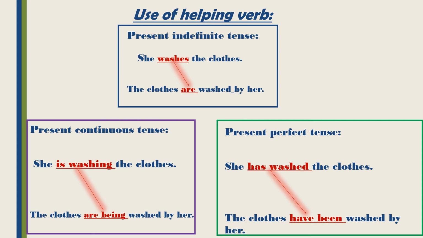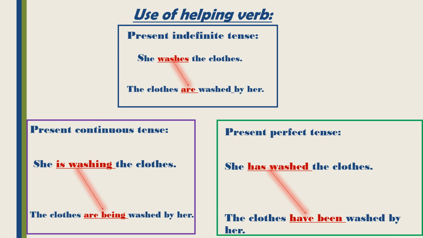In the present continuous tense box, you can see that in the active voice of present continuous tense, what will be the identification? The identification is is/am/are and first form ing. When these are in the sentence, when there is first form ing and when there is is/am/are, then which helping verb do we have to use? We have to use is being, am being, are being. So the clothes are more than one, so we are using are being.